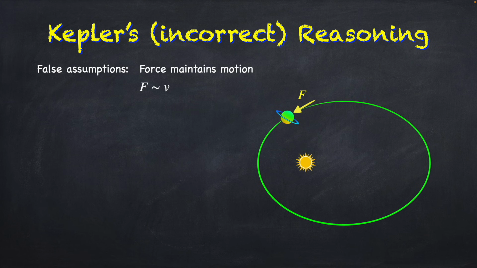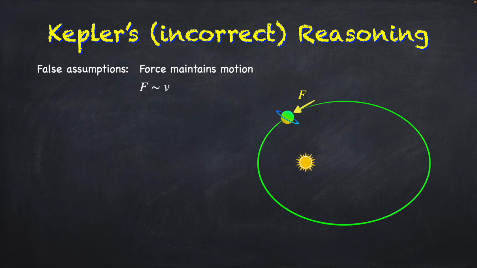Now, this is pre-Newton, so I don't know exactly what his definition of force is. I don't know if it's a vector, or if it's just a number, or if it even has a clear definition, according to Kepler. He then reasons correctly that the motion of the planet must have something to do with the proximity to the sun.